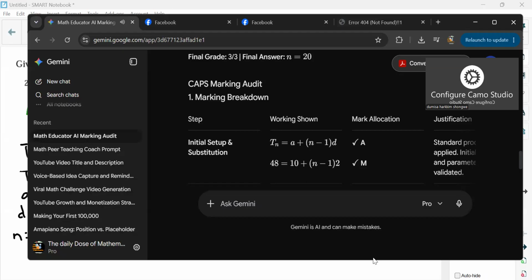4. Coach's summary. What you did well. Listing your given variables on the left margin, a equals 10, d equals 2, T_n equals 48, n equals, before touching the formula is textbook best practice. It ensures you never substitute the wrong value into the wrong variable. Area for improvement. Avoid horizontal chaining. Ensure every new logical step of an equation drops down to a brand new line directly below the previous one.